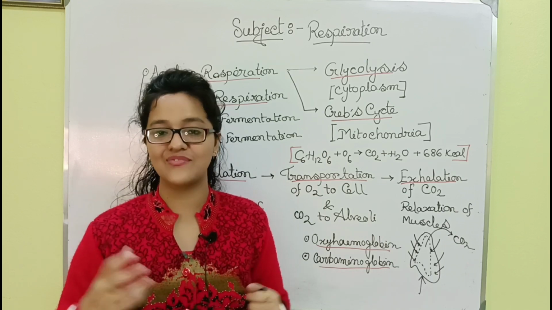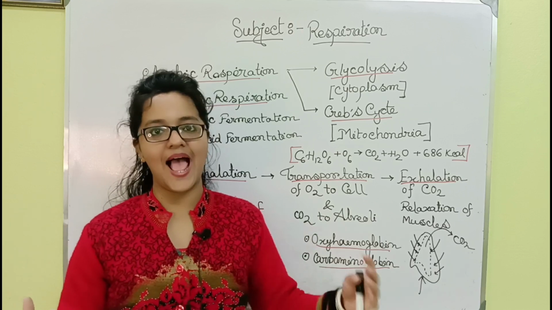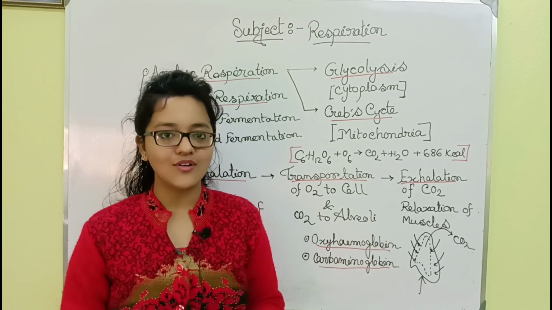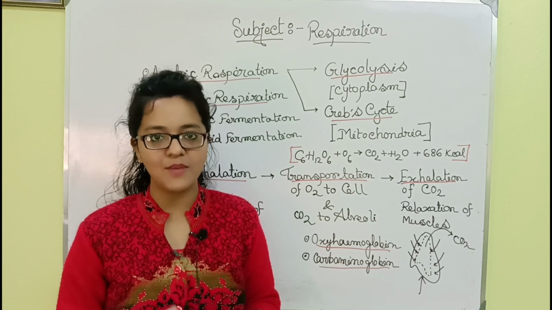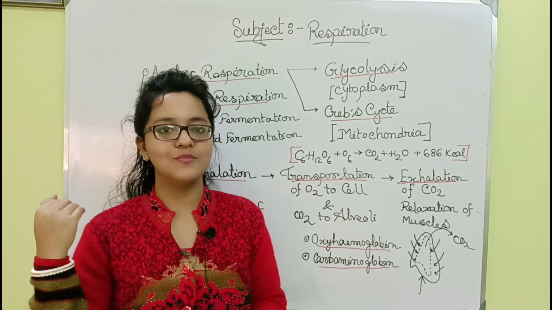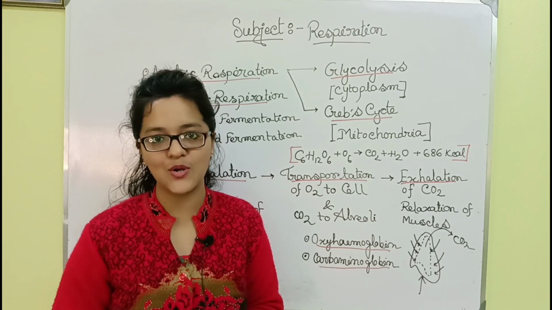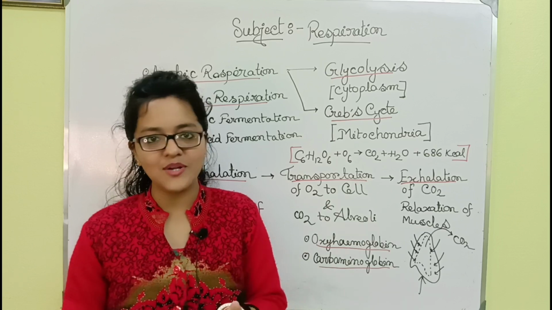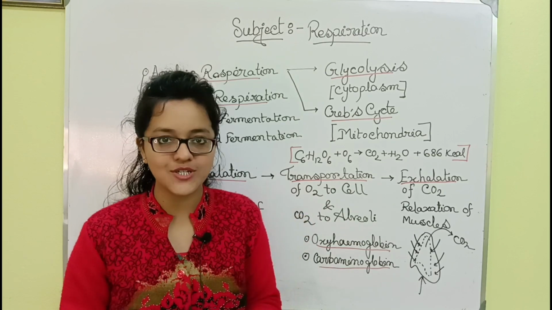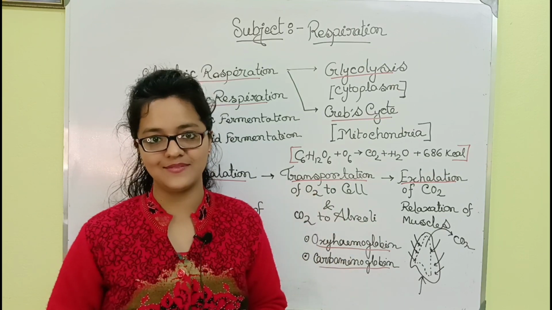This carbon dioxide is transported from the cellular region to the alveoli, and this process occurs by the formation of carbaminohemoglobin. Hemoglobin is used here to combine with the carbon dioxide, and it forms carbaminohemoglobin. So oxyhemoglobin and carbaminohemoglobin are very special compounds for this transportation process.